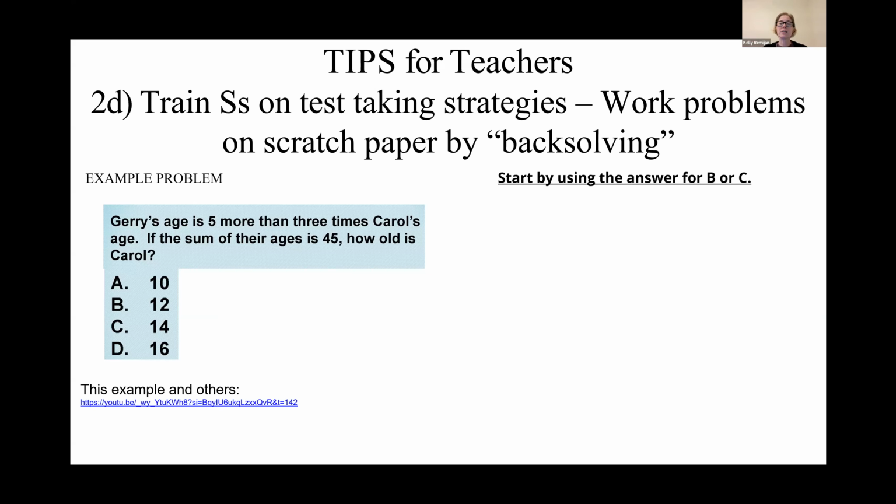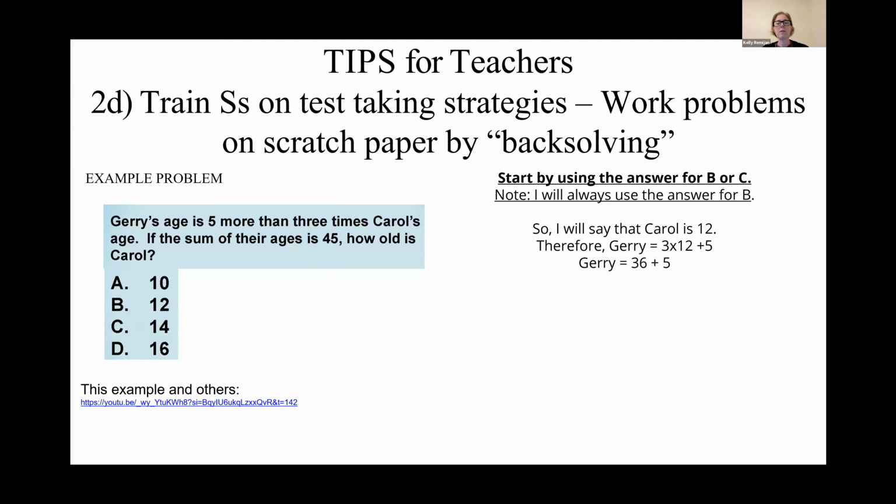In my case, I always like to start with B, as if Carol is 12. That is what I'm going to work the problem with, and I'm going to see if that comes out to be right. So let's say Carol is 12. If Jerry's age is 5 more than 3 times Carol's, then Jerry's age is 41. But that would make the sum of their ages 53. And 53 is too much. 53 is more than 45.